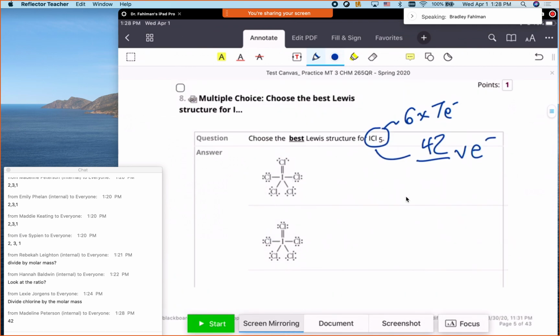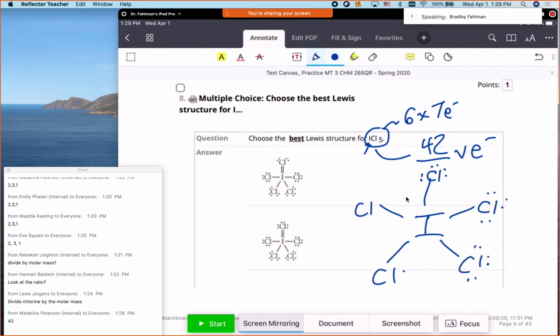And so again, put the atom on the left in the middle, and then everything else goes around it. So again, it's not asking for shape here, so it doesn't really matter how you put these around it. You can put a little star shape, we'll say. So chlorines go around it. And so now we've placed 10 electrons around the iodine, 10, 11, 12, 13, 14, 15, 16, 22, 28, 30, 34, 39, 40, 41, 42.